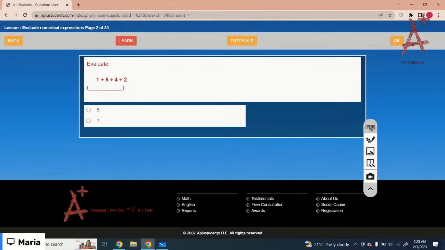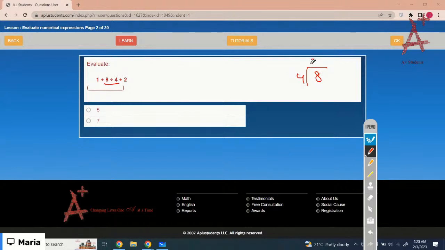Okay, the next one is 1 plus 8 divided by 4 plus 2. So first of all, you have to perform the division. You have to do 8 divided by 4. 4 times what number is 8? 4 times 2 is 8.